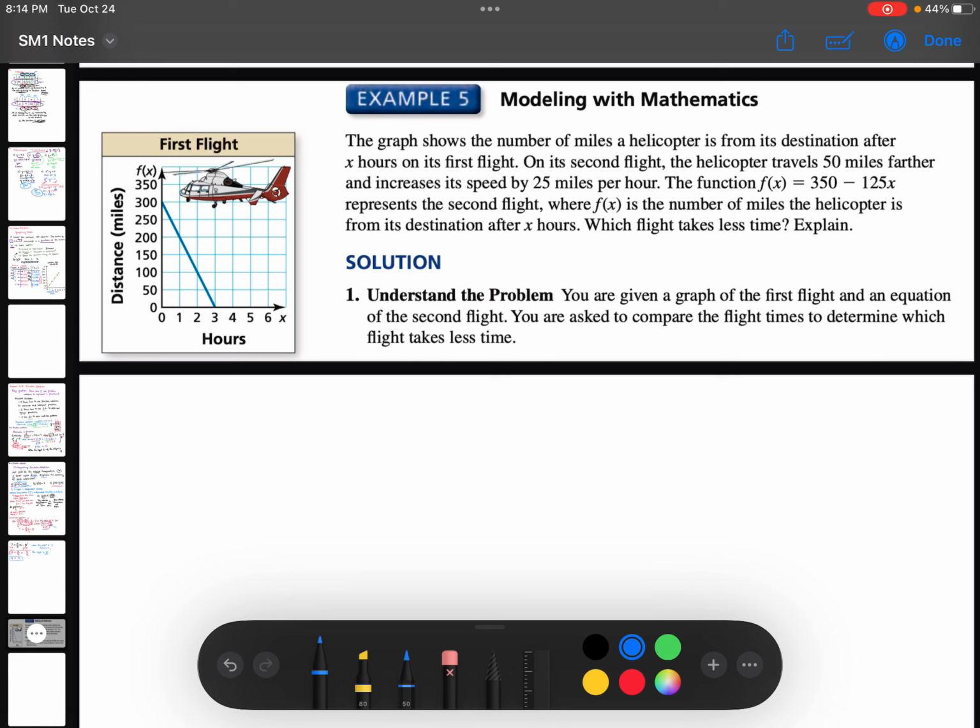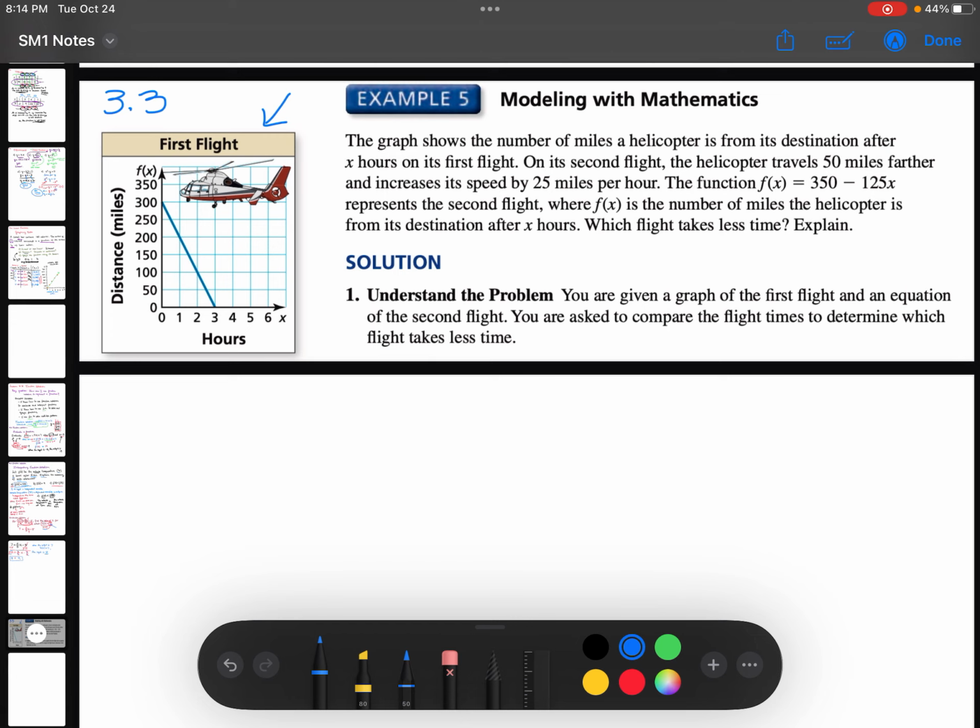We are now going to continue with lesson 3.3 again. I should have written this here. Function notation. We're going to model a real-life situation using linear functions this time. So let me read with you this problem. It says the graph here on the left shows the number of miles a helicopter is from its destination after x hours of its first flight.